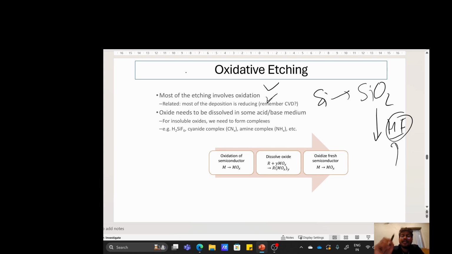Most of the depositions are oxidative or reductive. In CVD that we have seen, the reduction reaction happens, and the material gets reduced over the substrate. That is how it gets deposited. Now for the removal of the material, we oxidize it first and then remove it. The oxide needs to be dissolved in some acid or base medium that we will use. We will see these things.